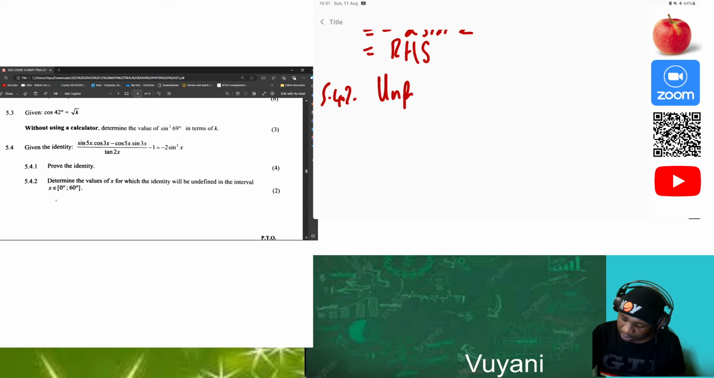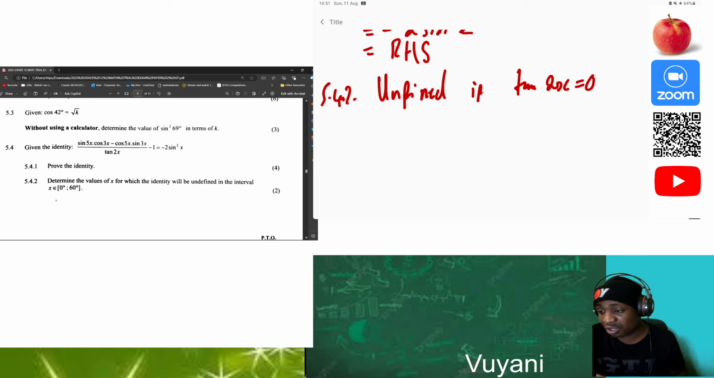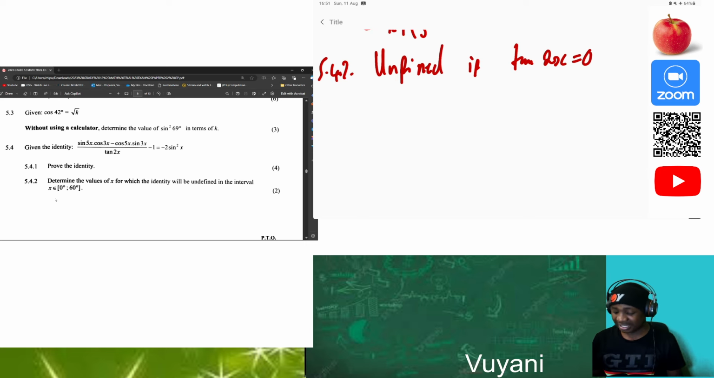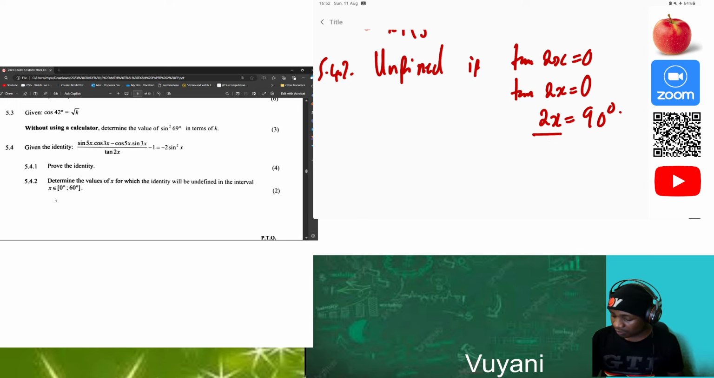So this function, or this trigonometric identity which we are given, is undefined if our tan 2x is equal to 0, because anything divided by 0 is undefined. It's literally undefined. So now we can solve this, because we know that tan of 2x is equal to 0. So arctan of 0 will give us 2x, which is equal to 90 degrees. Then we can solve for x by dividing by 2. Then our x is equal to 45 degrees.